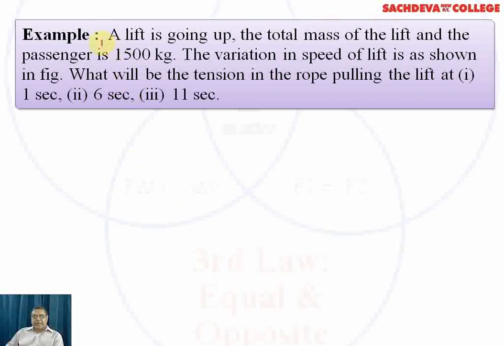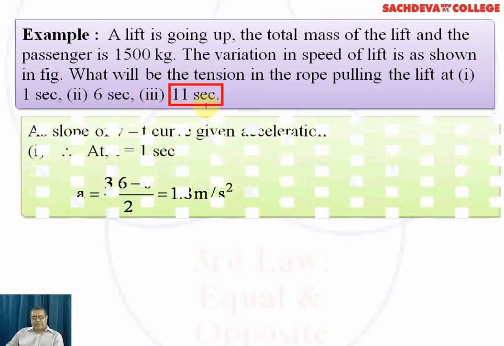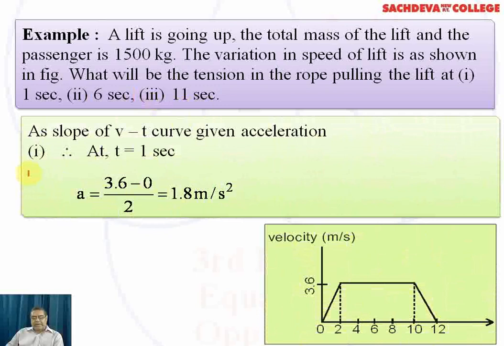In another example, again, a case of a lift is taken. A lift is going up. The total mass of the lift and the passenger is 1500 kilogram. So lift and passenger will constitute a system. The variation in speed of the lift is shown in the figure. What will be the tension in the rope pulling the lift at 1 second, after 6 seconds, and after 11 seconds? So the curve is indicated here. On the y-axis, the velocity in meters per second is taken, and on the x-axis, the time is taken.